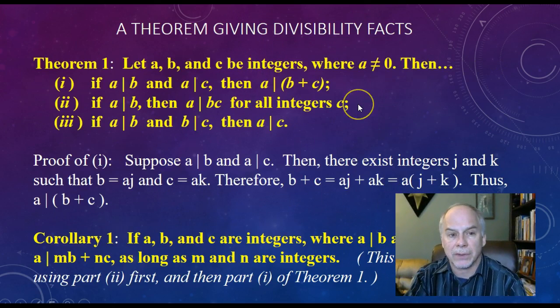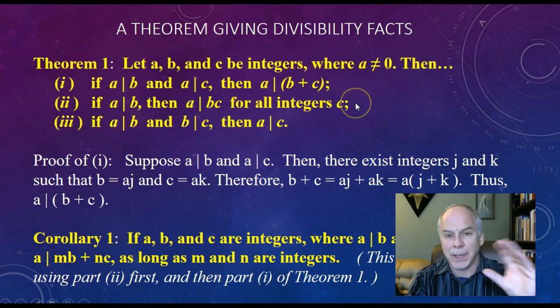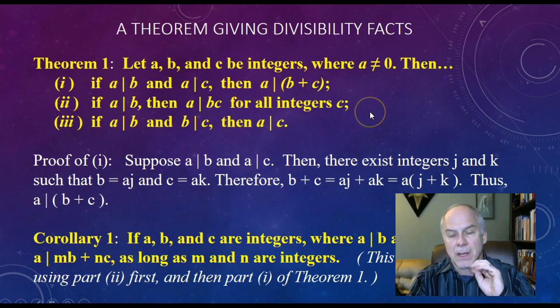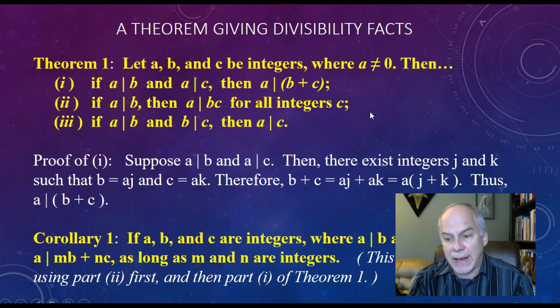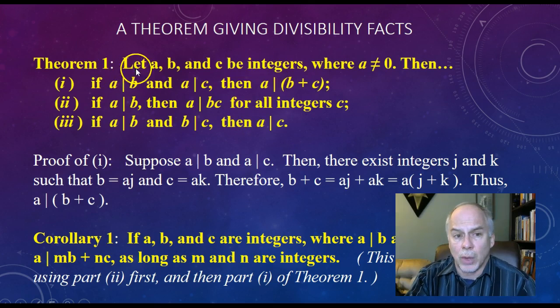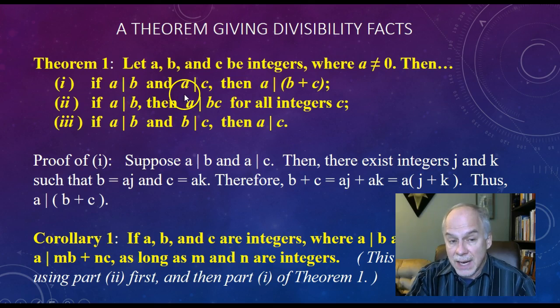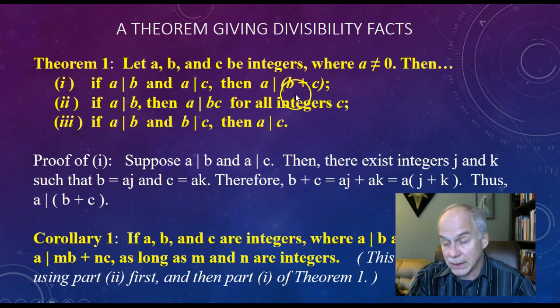Okay, now here's a theorem, a big 3-part theorem giving some divisibility facts. Theorem 1. Let a, b, and c be integers where a is not 0. Then if a divides b and a divides c, then a divides the sum of b and c.